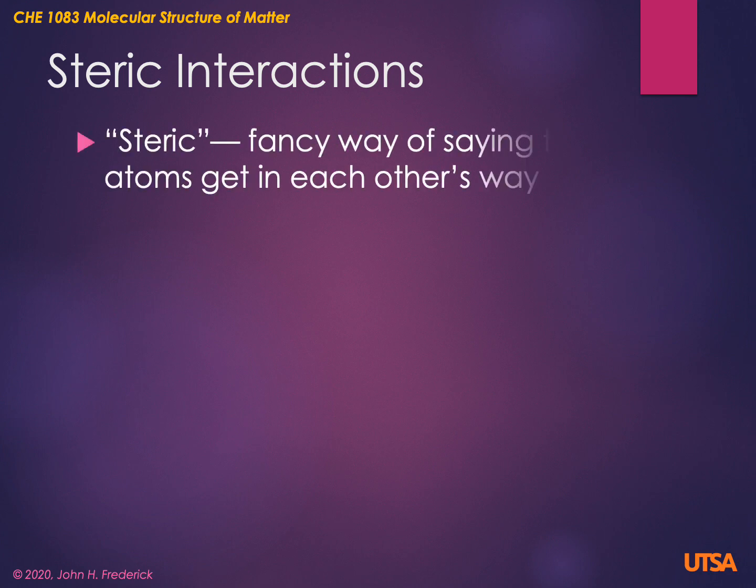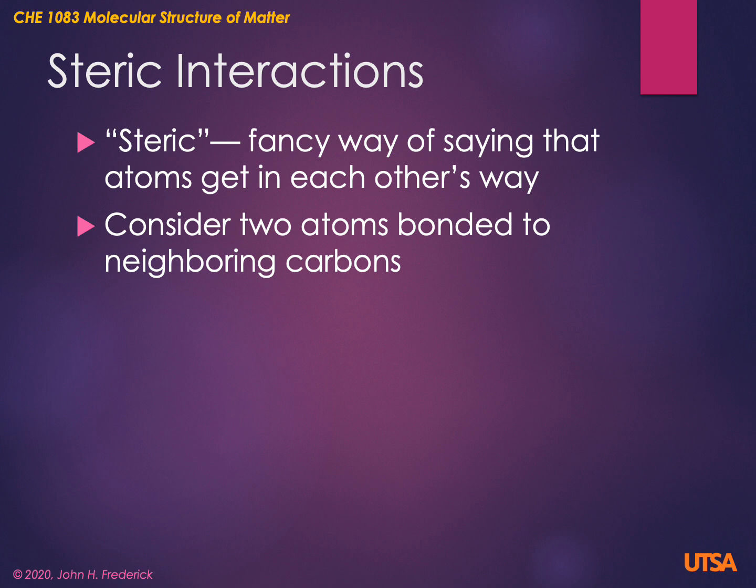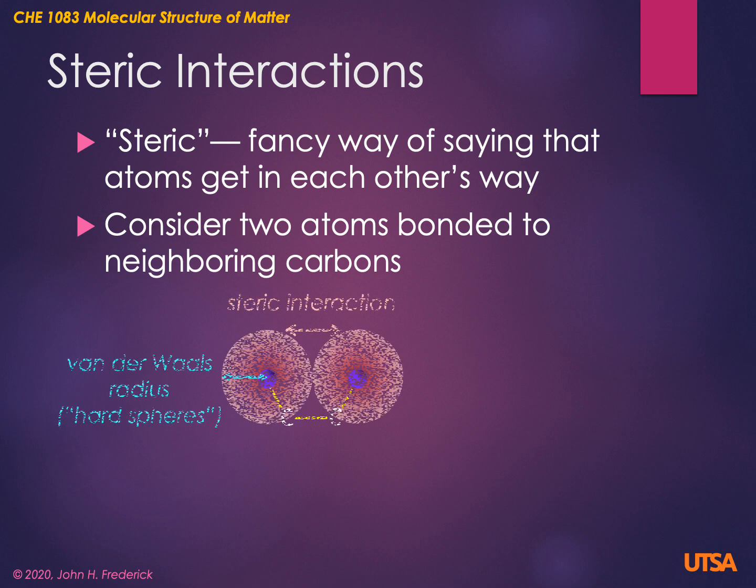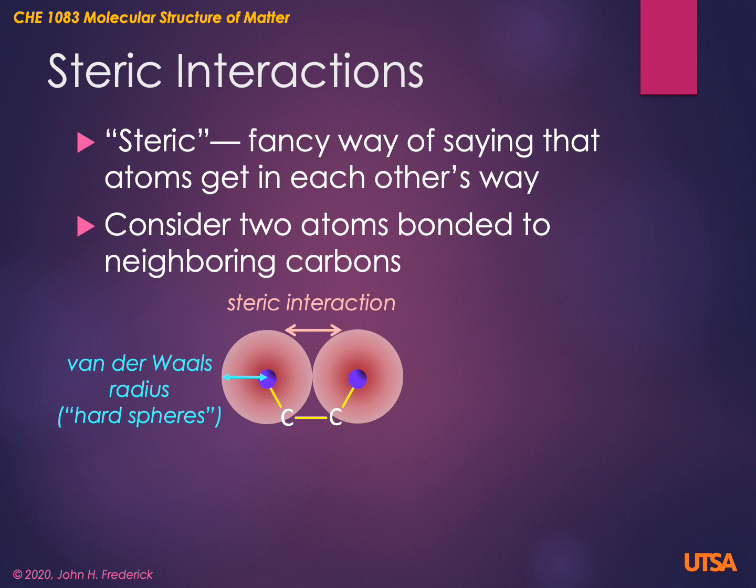All right, so what do these look like? Steric interactions are the most common form of strain that arises, and steric is just a fancy way of saying that atoms get in each other's way. So I want you to consider 2 atoms bonded to neighboring carbons. So here's what that might look like as a cartoon. All right, if those 2 atoms are large enough, maybe they're bromine atoms or iodine atoms, so they're very large, they get in each other's way, and because they get in each other's way, they tend to push the molecule so that they have more space.